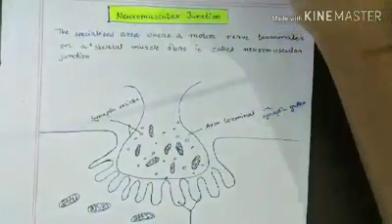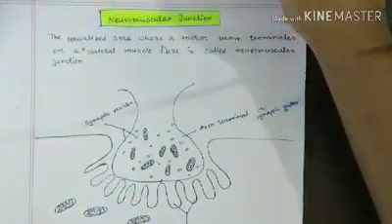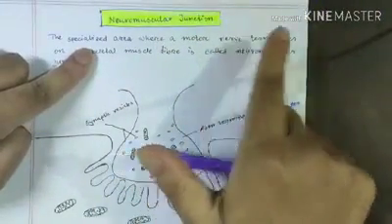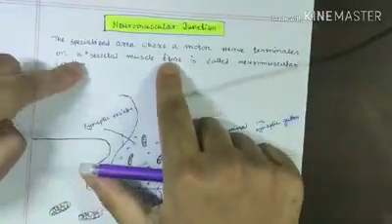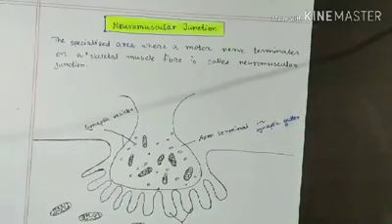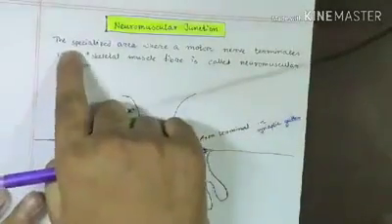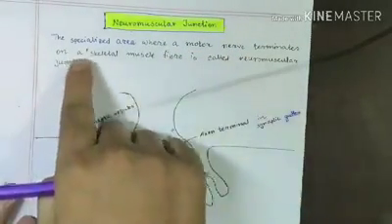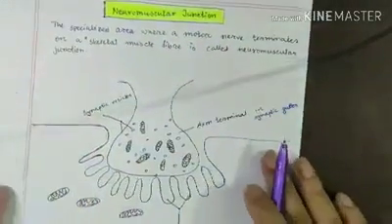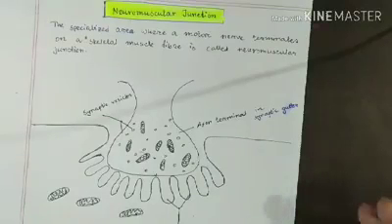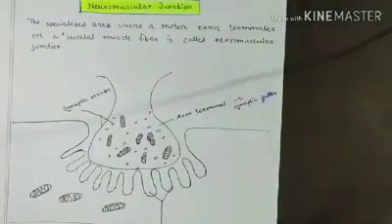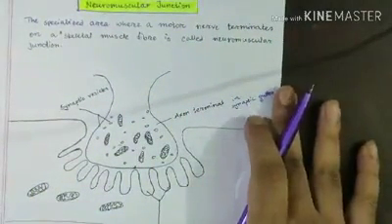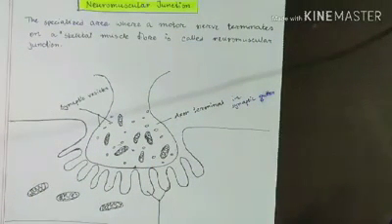So what is the definition? It is a specialized area where a motor nerve terminates on a skeletal muscle fiber. So from the definition we can understand it has got two parts. The first part is the motor nerve that terminates. The second part is a skeletal muscle fiber.